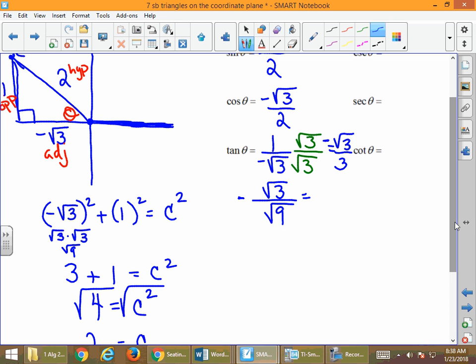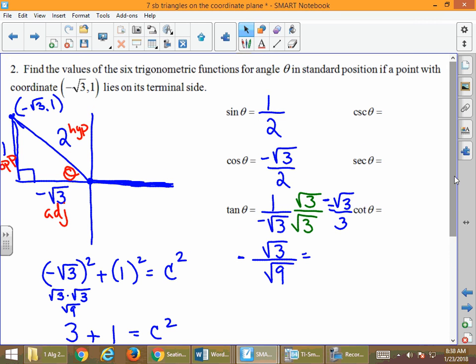What we just did is we rationalized the denominator. We don't want a radical in the denominator. That's sine, cosine, and tangent. Once again, cosecant is the reciprocal of sine. So if sine is 1/2, cosecant is 2 over 1. Secant theta is the reciprocal of cosine. So this is going to be 2 over the square root of 3. Don't forget the negative.